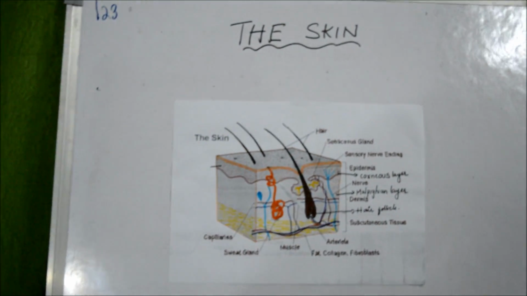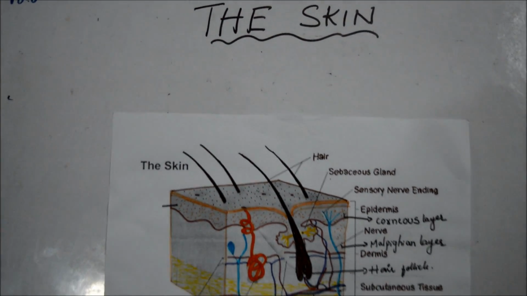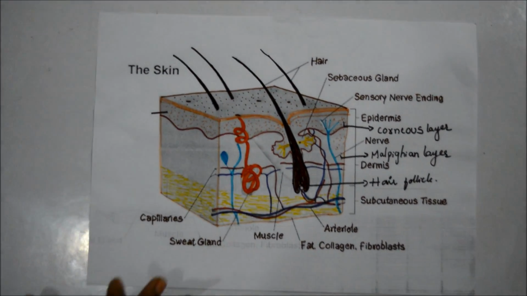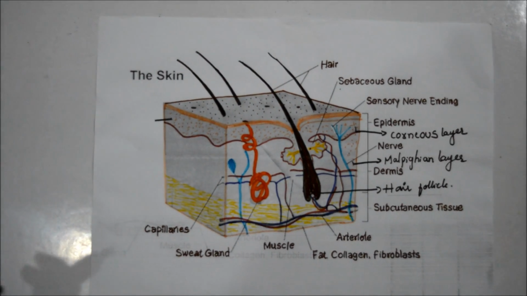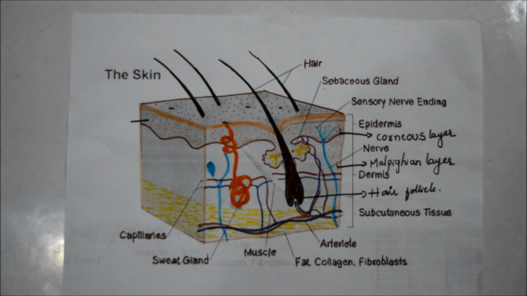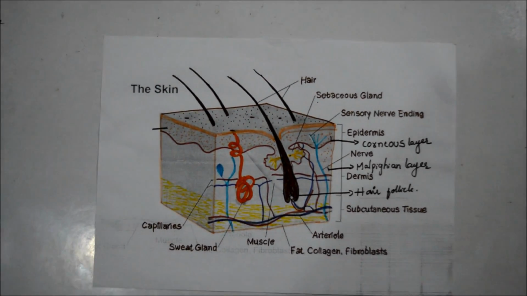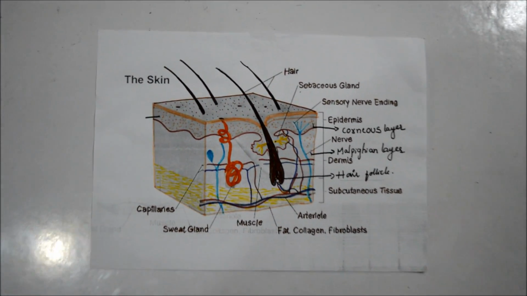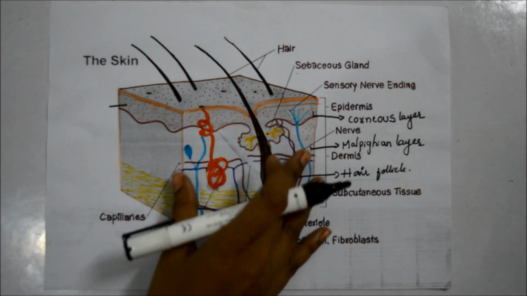Today we are going to discuss the human skin. The human skin covers the whole body and protects it from heat, cold and temperature changes, and it also protects the internal parts of the body. Let us see the structure of the skin.